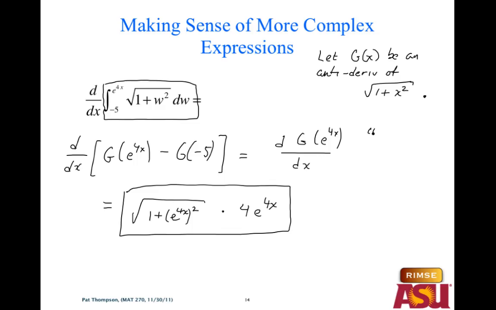So the whole point of this is the chain rule. The derivative of a composite function. We know the derivative of G is this, radical 1 plus x squared, yes, but times the derivative of the interior function. It's the chain rule. Any questions?